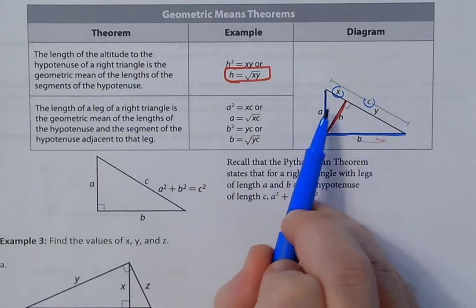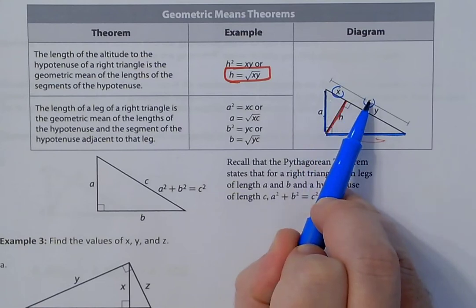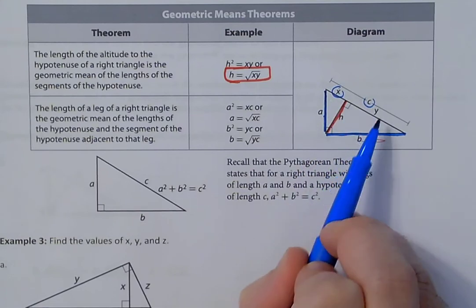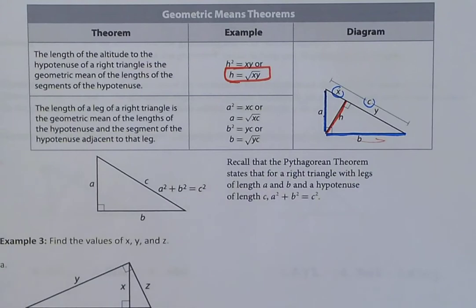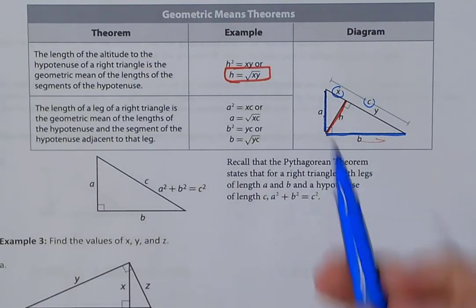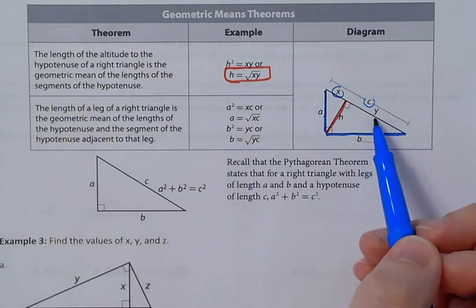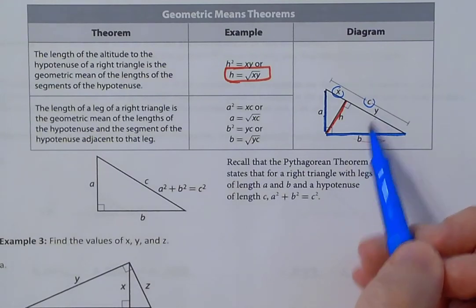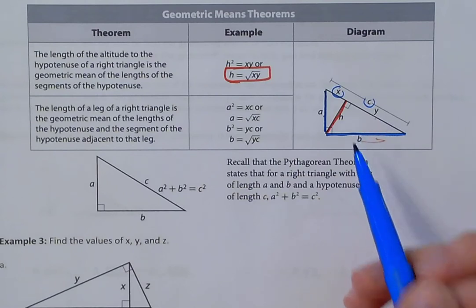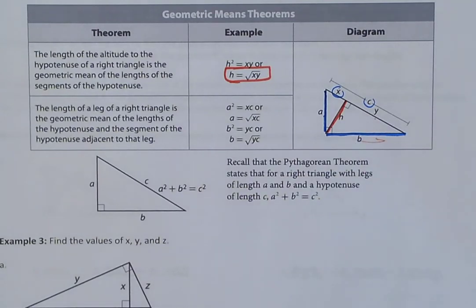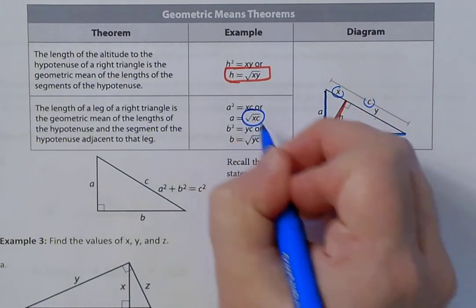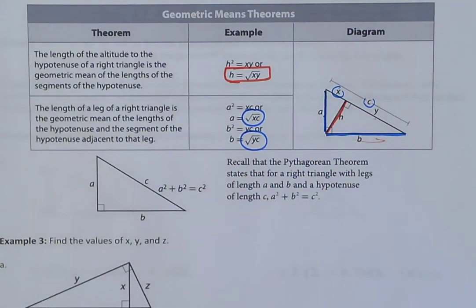So to figure out A, you're going to use this part and the whole hypotenuse. To figure out B, you're going to use this part and the whole hypotenuse. So you're always going to use the whole hypotenuse to figure out one of the legs, and then you want to use the other smaller segment of that hypotenuse that touches that leg. And we're doing the geometric mean, so that means we are taking the square root of those two numbers multiplied.